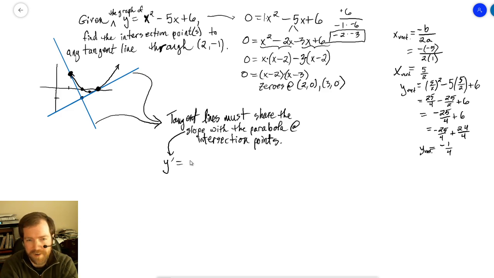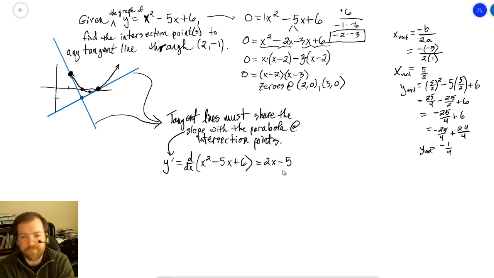So good job, Soul Reaver. Taking the derivative of x squared minus 5x plus 6, I'm just going to do the long way here. So d dx of x squared minus 5x plus 6. Just make sure everybody gets it, just in case. All right, so y prime is going to be 2x minus 5. So the lines and this particular parabola have to share that slope at those intersection points.